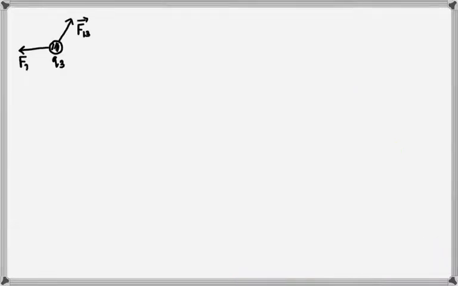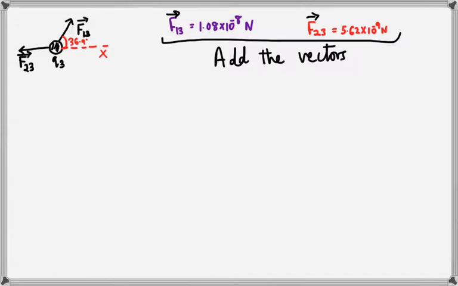Now we are going to redraw the diagram with forces on Q3. You can see that Q3 has two forces, F13 and F23, and from the diagram given in the question, F13 makes an angle of 36.9 degrees with the x-axis. This is the x-axis. We already calculated the values of F13 and F23. F13 and F23 are both vectors. That's why we have an arrow placed on the letters. They both have arrows, which means they are vectors.